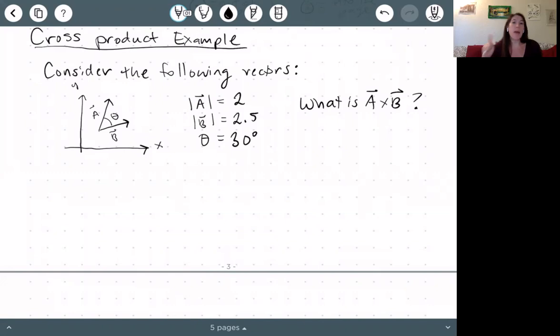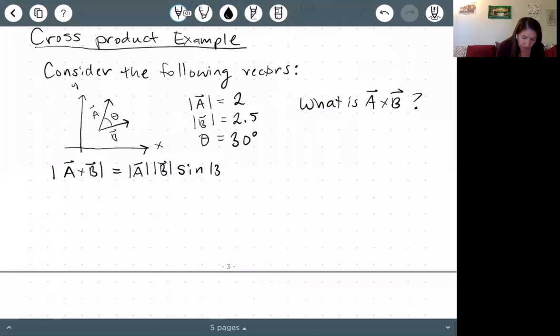The first is to find the magnitude of the result, and the second is to find the direction of the result. The magnitude of A cross B is the magnitude of the vector that results from computing the cross product A cross B. This is given by the magnitude of A times the magnitude of B times the sine of 30 degrees, where remember we use the sine for computing the cross product and the cosine for computing the dot product.